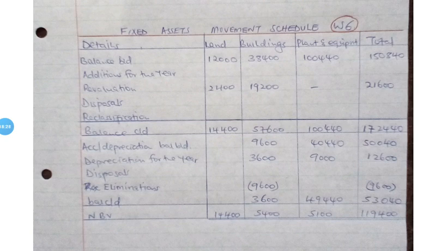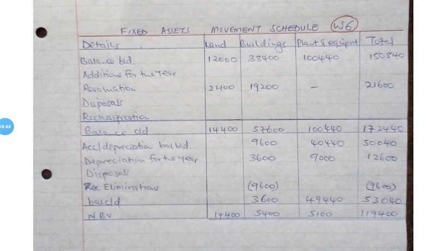Then for our plant, we shall have 40,440 plus 9,000. You have 49,440. So for the total figure, we shall add 50,040. You add 12,600. You less 9600 to get 53,040.